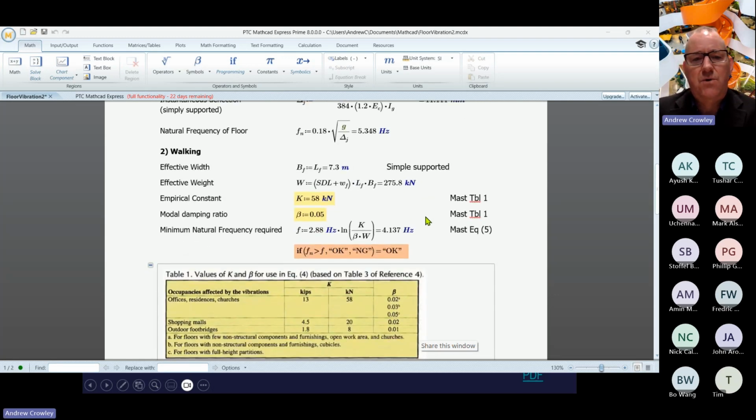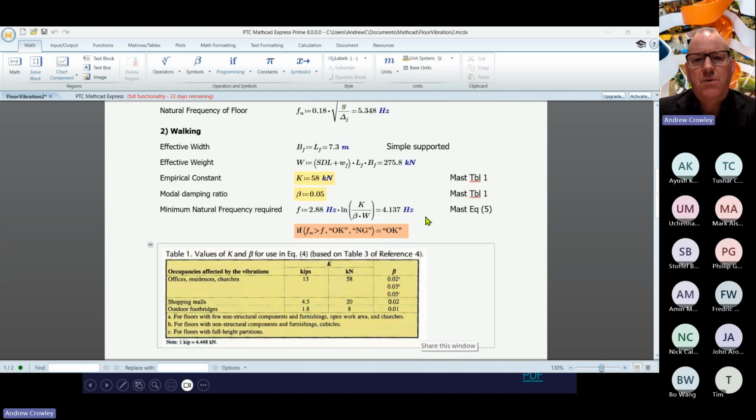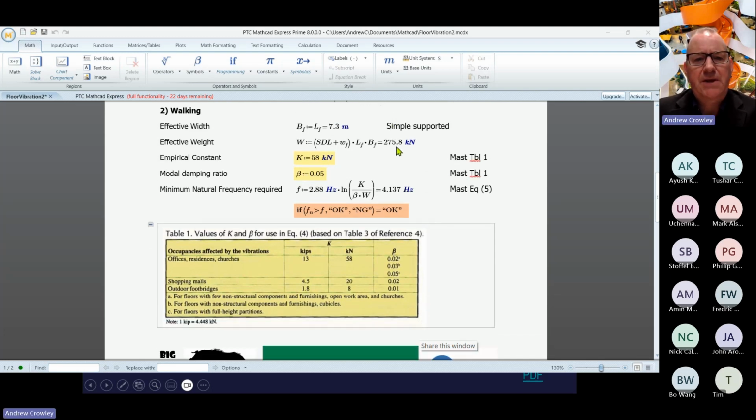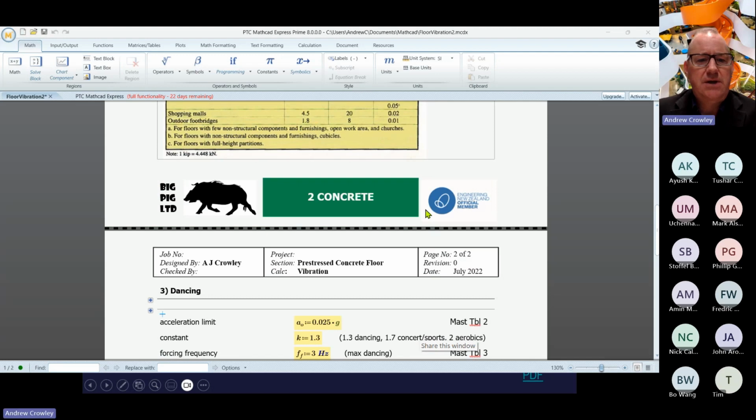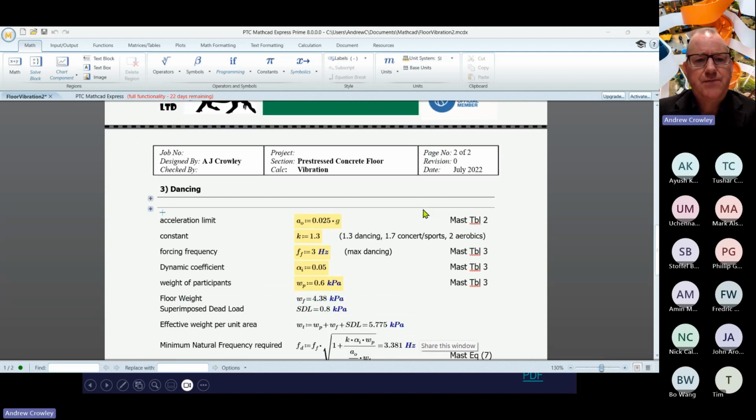So we're going to use it for walking, first of all. We take in consideration the whole bay. We take an empirical constant of K taken from table 1 of the Mast paper of 58 kilonewtons, and apply an approximate modal damping ratio, in this case 5%. And we get a natural frequency that's required of 4. So is our natural frequency bigger than the required? And happily it is. So we then go on to dancing.